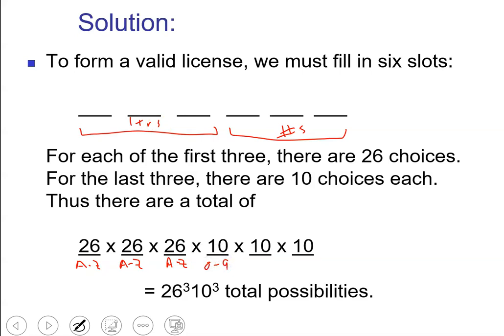And that makes 10 numbers. And again, it doesn't matter if they repeat. If I do 2, 2, 2, or if I do 2, 5, 7, it doesn't matter if they repeat or not. It's what are my options I have. So I want to multiply all those options together: 26 to the third times 10 to the third. And that'll give me my total possibilities.